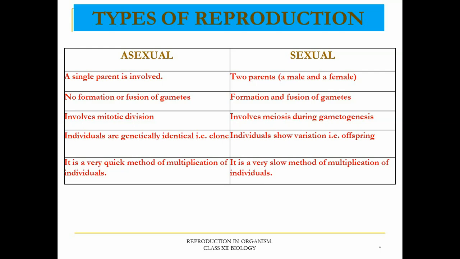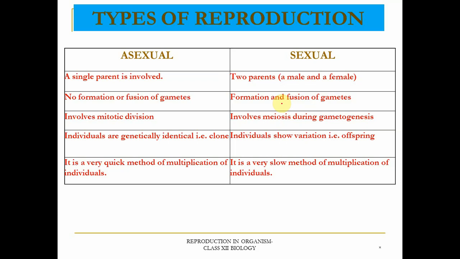In asexual reproduction, only a single parent is involved. In sexual, two parents are involved, that is male and female. No formation or fusion of gametes takes place in asexual reproduction. But in case of sexual reproduction, the formation as well as fusion of gametes takes place. It means in sexual reproduction, male will produce male gametes, commonly called sperms, and the female will produce eggs. Once they fuse with each other, it is called fertilization.